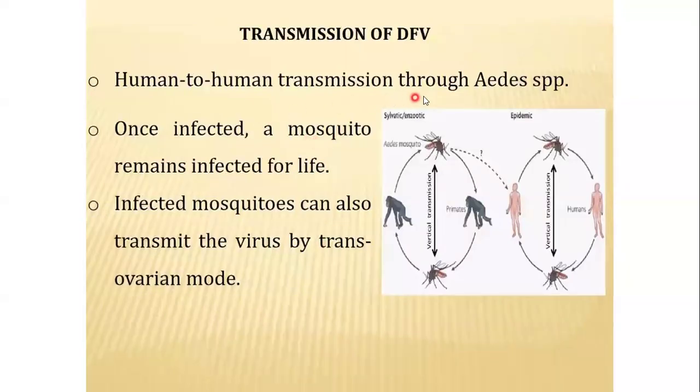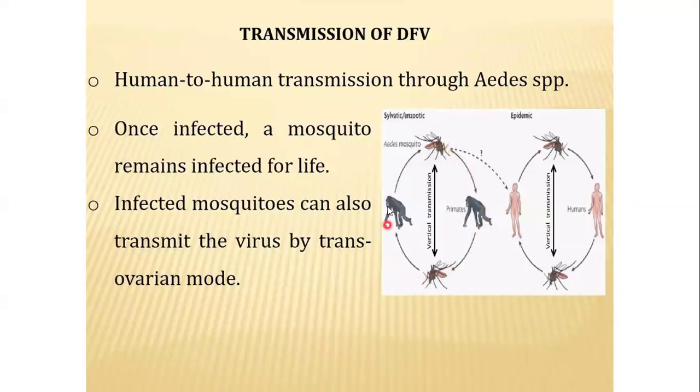Transmission: human-to-human transmission is through the Aedes species. There are different types of species of mosquito, but for dengue, it's spread by the Aedes mosquito. Once infected, a mosquito remains infected for life. Infected mosquitoes can also transmit the virus by the trans-ovarian mode. Look at this: here's the Aedes mosquito, a vertical transmitter. It has got the virus from a primate, let's say a monkey. Once the virus has infected the mosquito, it is infected for life.